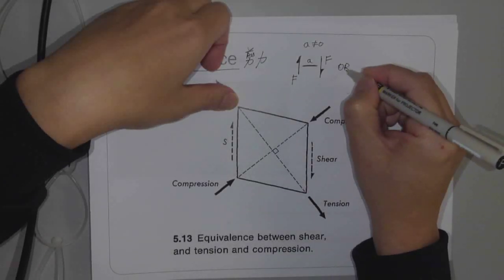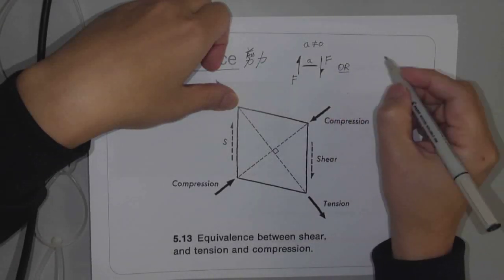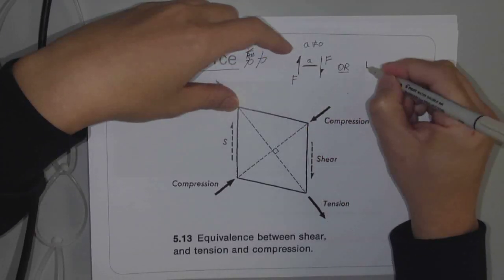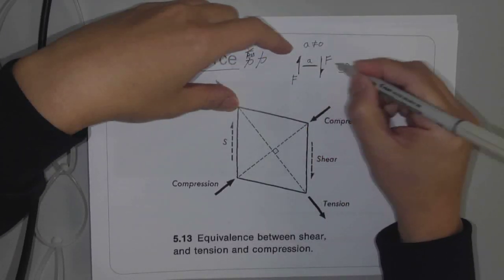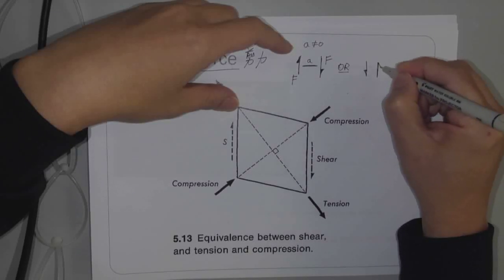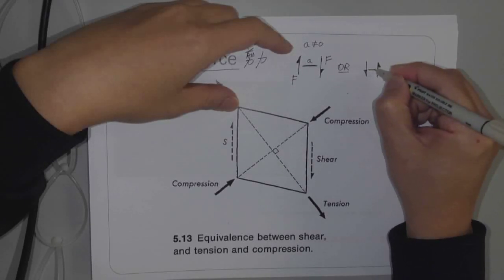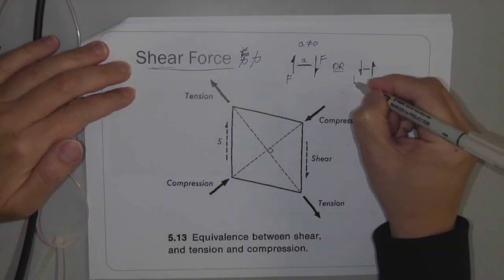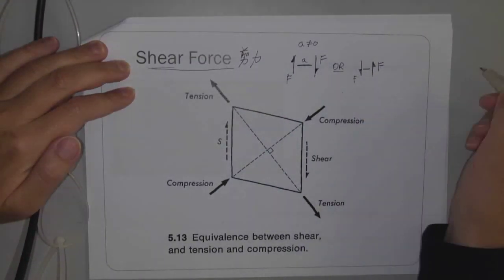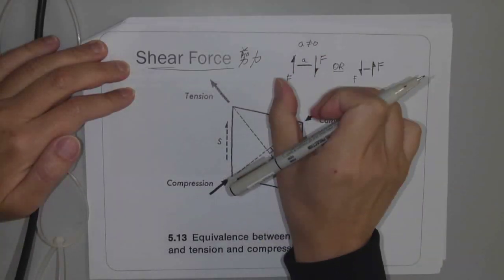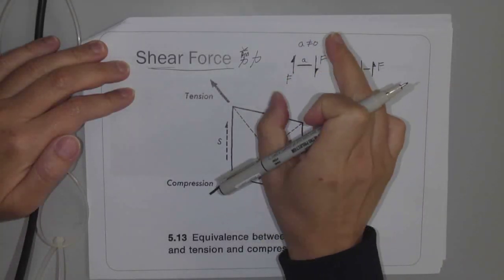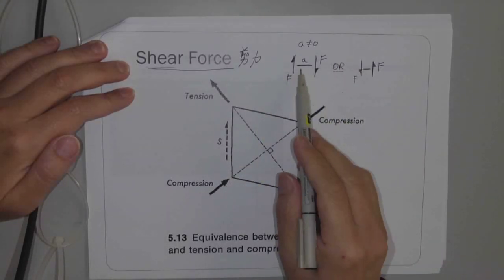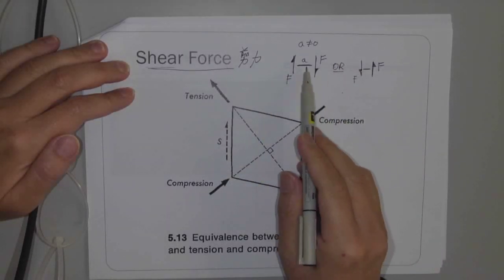Or you can have the force on the left going down, the force on the right going up, like that. Same thing. As long as you have a pair of forces acting in exactly the opposite direction and separated by a certain distance. That distance, of course, is not zero.